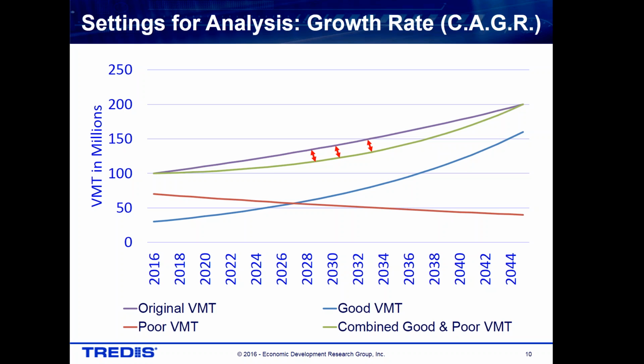The other option that TREDIS provides is an import spreadsheet template, where each year can be specified individually. And that enables the user to indicate the exact value for each year to address any undesired trends associated with a compound annual growth rate.